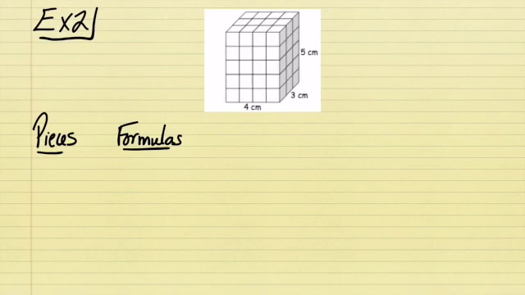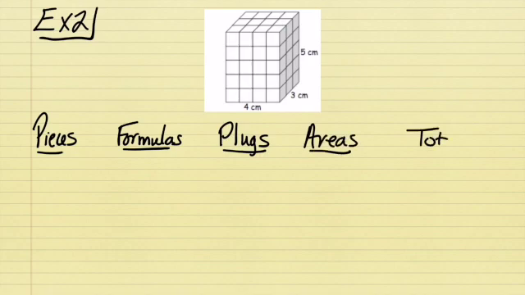Okay? Then you're going to list all the plugs, the plugins. Then you're going to list all the areas. And then you're going to say what the total area is, the final answer. Okay? So I want you to pause the video. Try this on your own. When you get your final answer, hit play. Okay. You should be done. You should have your final answer here. Okay? So let's see how you did.